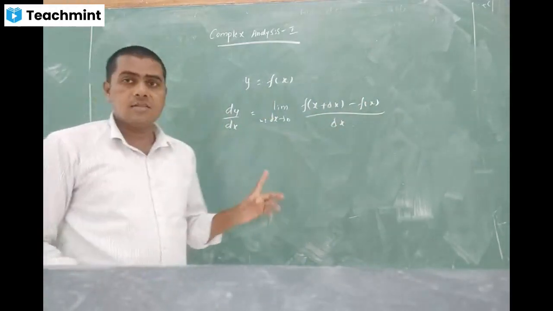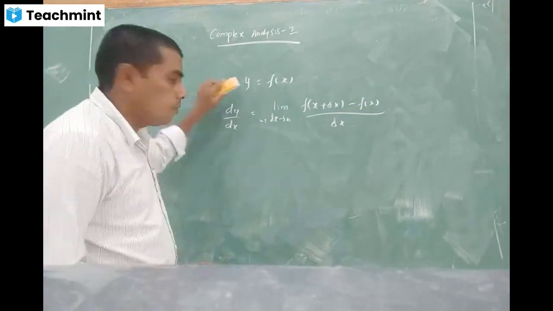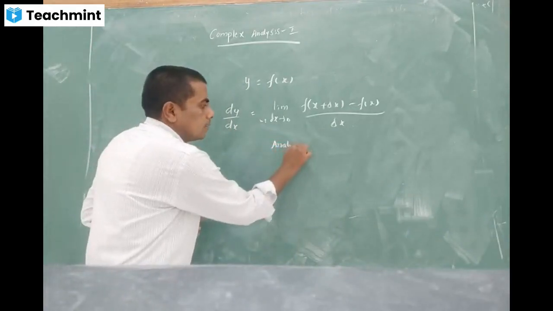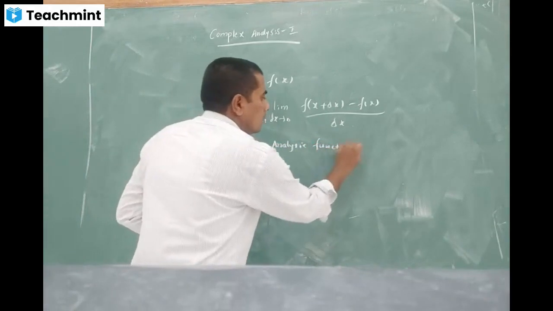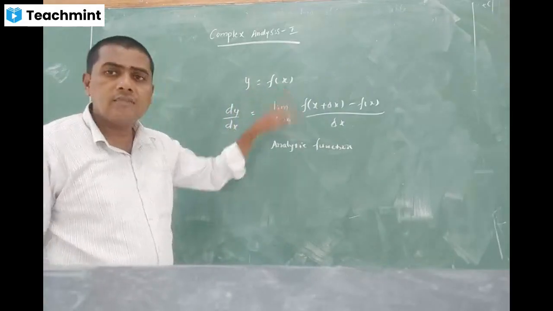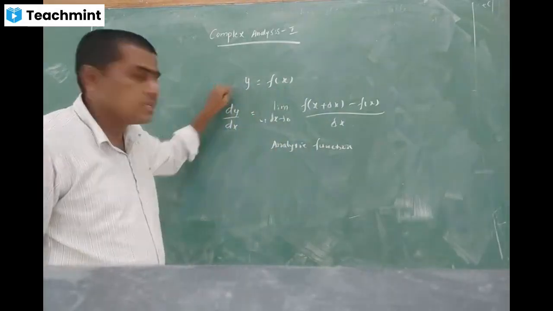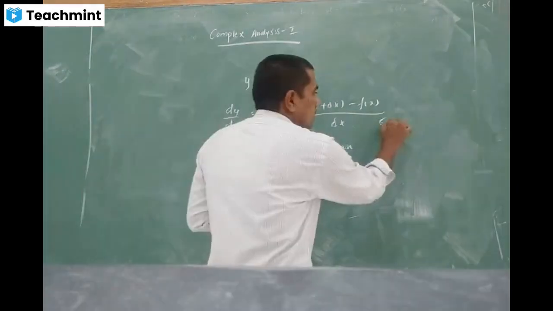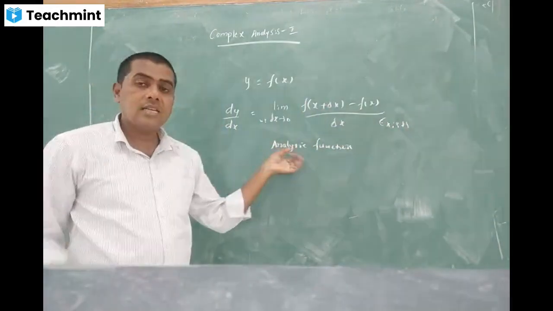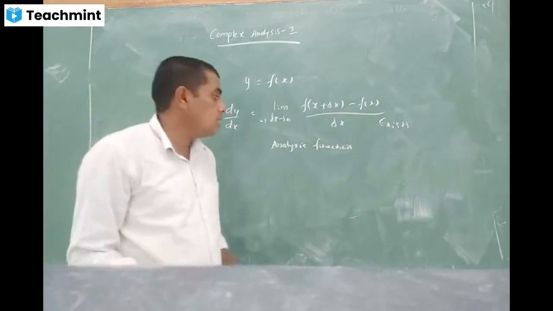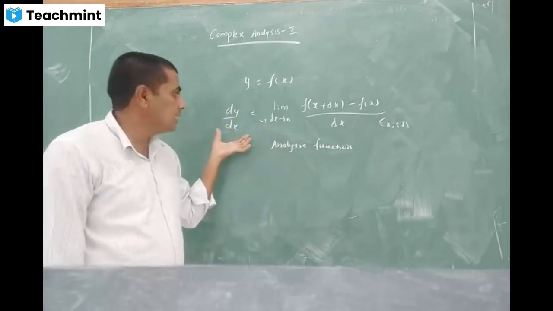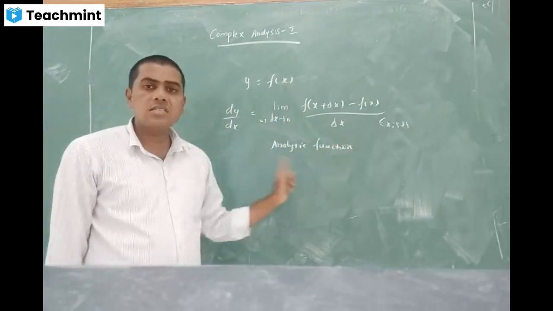If the derivative exists, is it clear? If the derivative exists for a given function, then it is said to be an analytic function. That is, if y is a function of x, the derivative should exist, meaning the derivative of this function, dy by dx, exists. Then the function is said to be analytic. You should know the definition of an analytic function. What is an analytic function? The derivative dy by dx must exist. Then the function is said to be analytic.